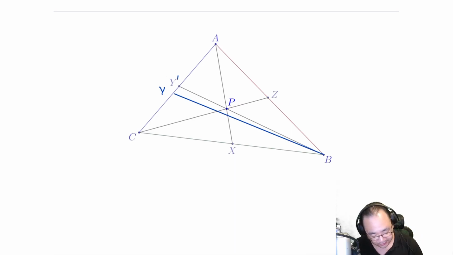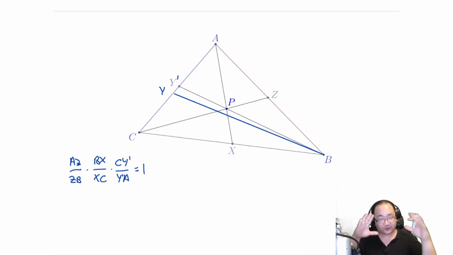So what we know by definition and from establishing the diagram is that we have AZ over ZB, times BX over XC, times CY over YA, is equal to 1. So that should be Y dash. So that's the original diagram.